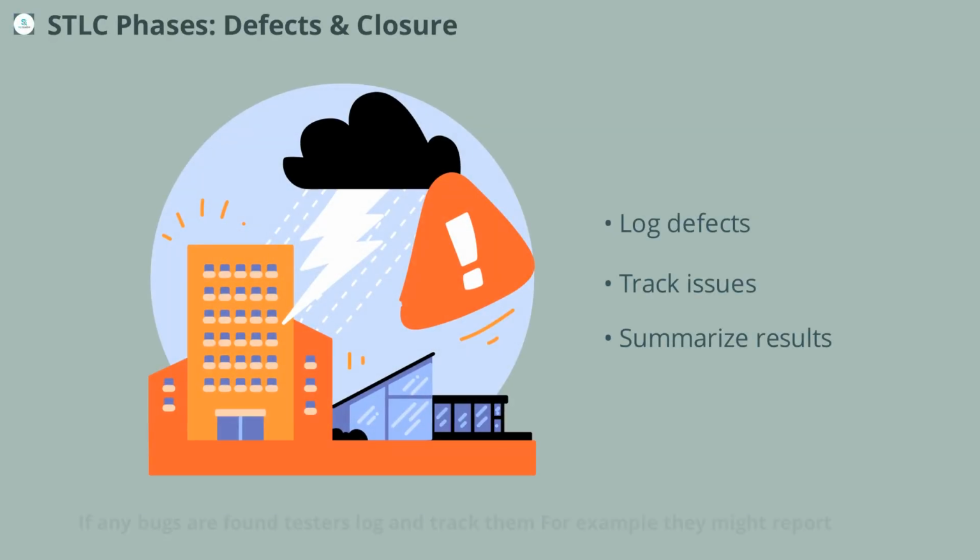If any bugs are found, testers log and track them. For example, they might report "payment fails using Visa card." Once all tests are done, the process wraps up with test closure, reviewing everything and summarizing results in a final report. This ensures everyone knows what was tested and what needs fixing.